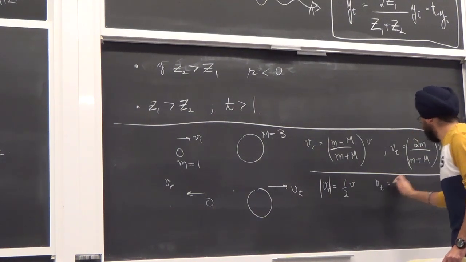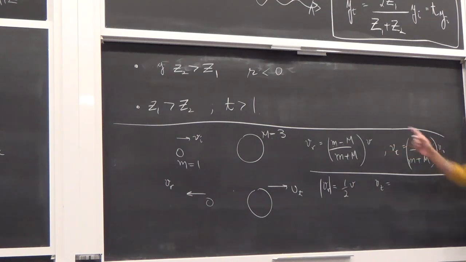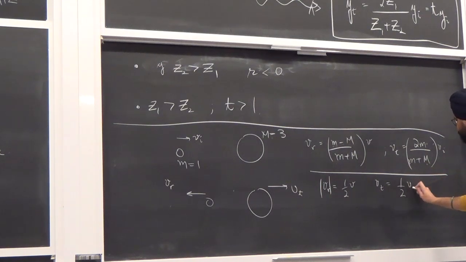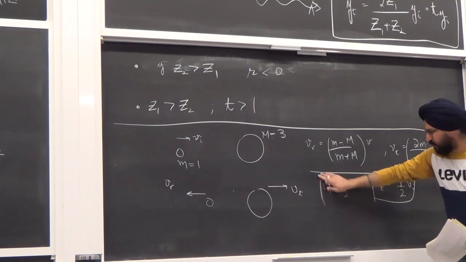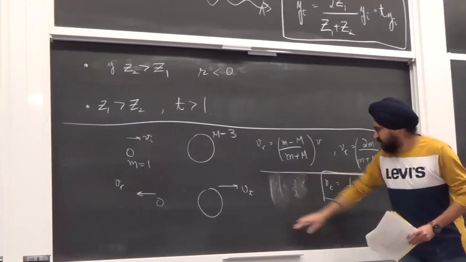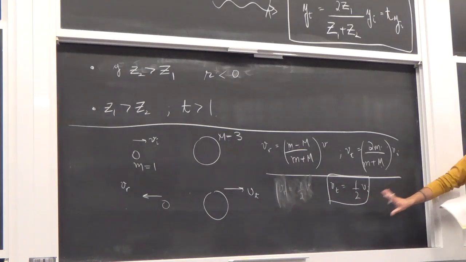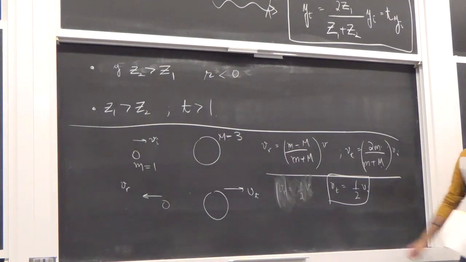What's vt? 2m, so it's 2 times 1, 2, divided by 4. So it's also a half. Okay. So the point being that the transmitted speed was half the incident speed. Okay? Who cares? We'll see why we care now. Forget the reflected one, we don't care about the reflected one so much. The transmitted speed is going to be half of the incident speed.